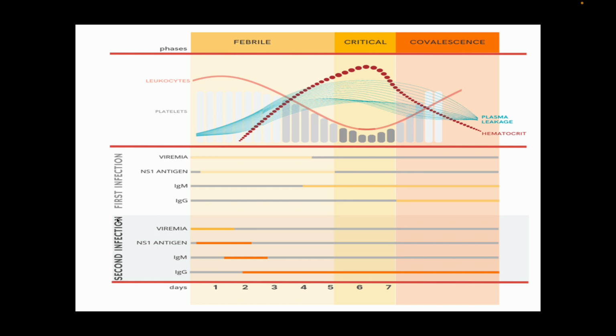So in the first infection, the viremia is seen in the febrile period with NS1 antigen detection. IgM comes later on, IgG during the convalescent stage. However, if it is a second infection, the NS1 goes out early. You get IgM also quite early and IgG also quite early, as early as day 2.